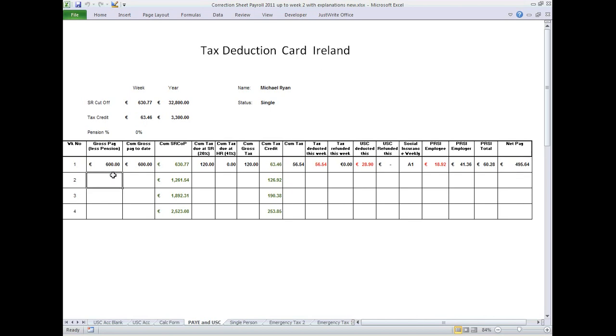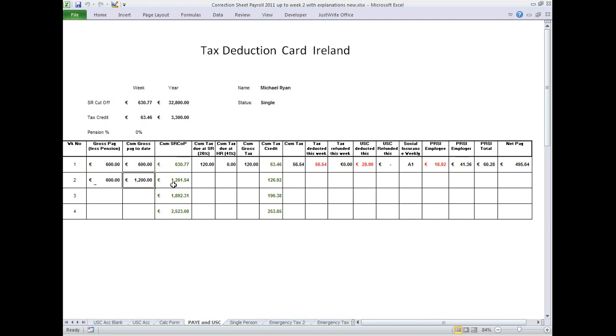Next week, or week number 2, he also earned 600. So year to date, he has earned 600 plus 600 this week, and that's going to give him a total of 1200. Now you calculate it each week on a year to date basis. So he's earned year to date 1200.